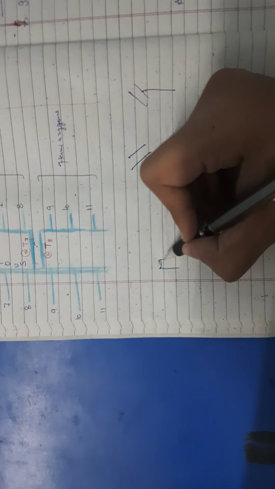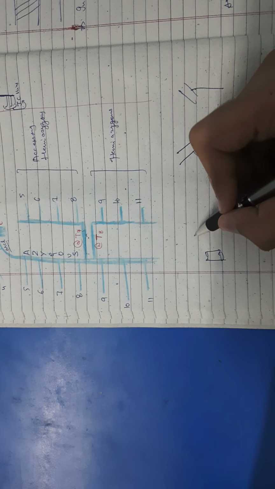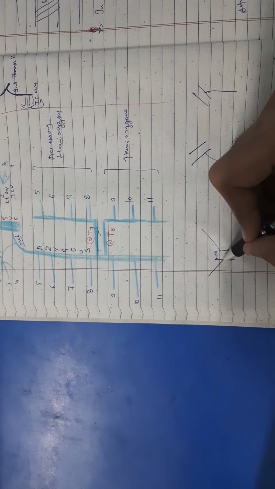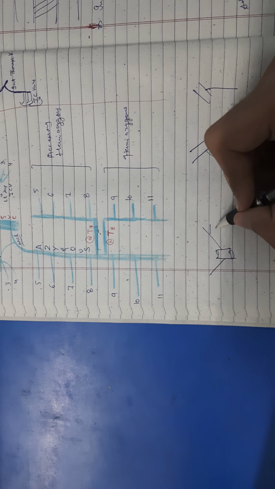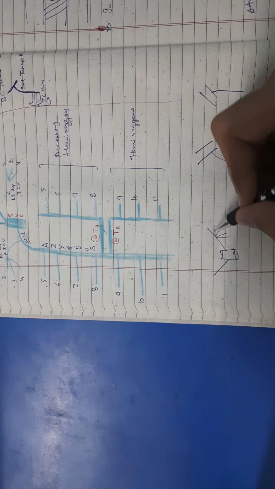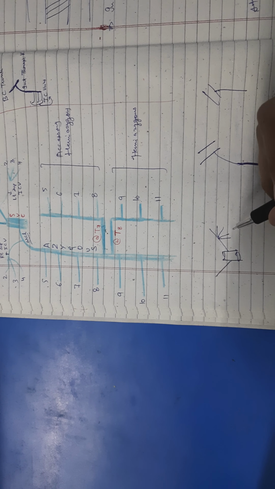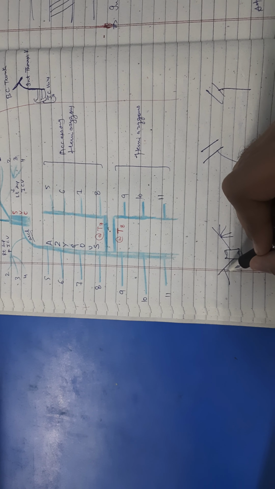Superior vena cava. Here is the left brachiocephalic and the right brachiocephalic. The first, second, third and fourth drain into the left brachiocephalic. The first directly drains into the left brachiocephalic.